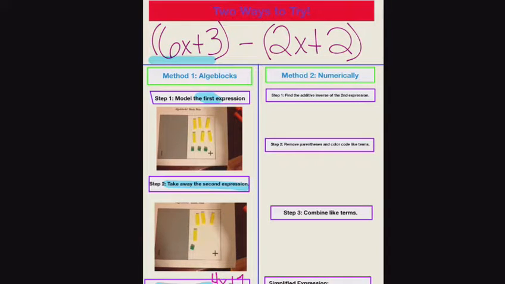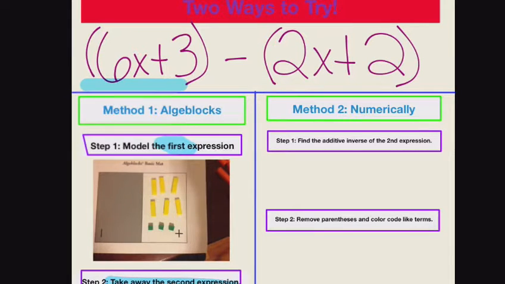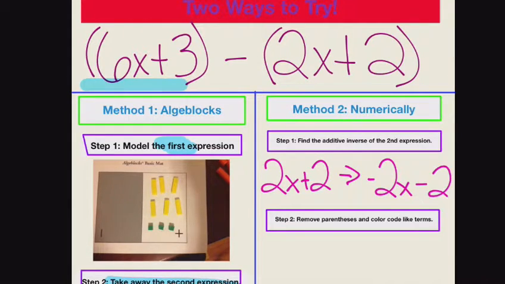Again, the steps are a little bit different than when we added linear expressions. Step 1 is to find the additive inverse of the second expression. So we're going to take a look at 2x plus 2, and we're going to write the additive inverse of that, which would be the opposite of 2x, which is negative 2x, and the opposite of adding 2 would be minus 2. So 2x plus 2 becomes negative 2x minus 2.